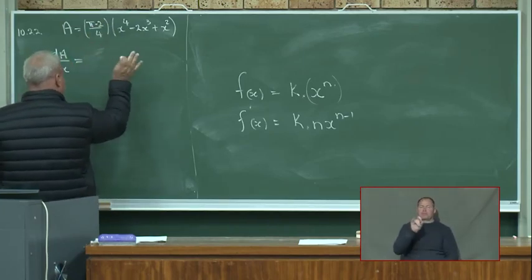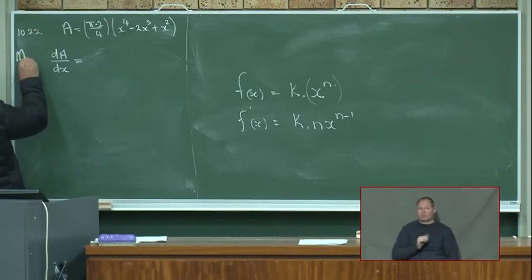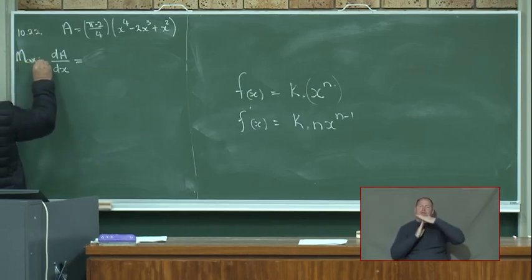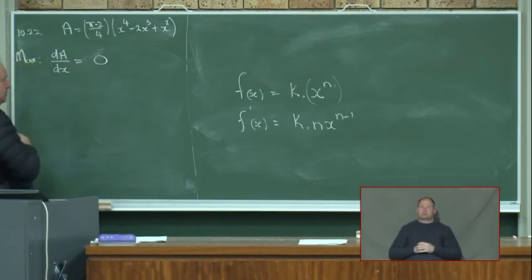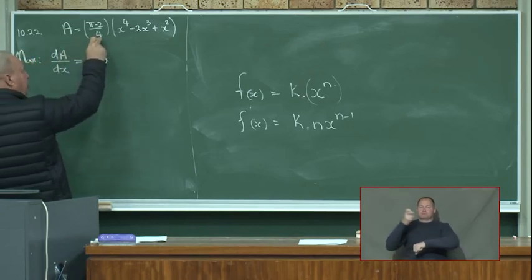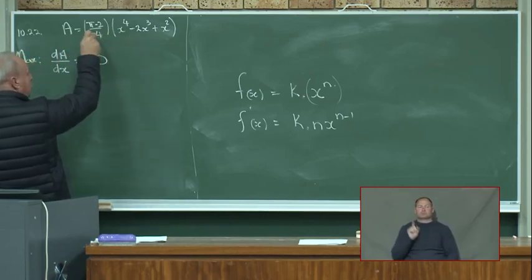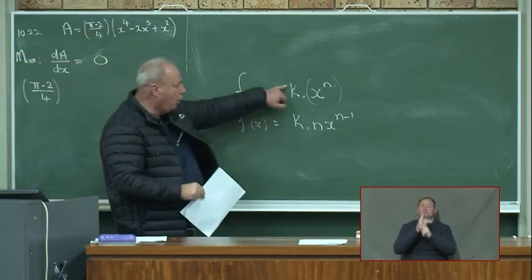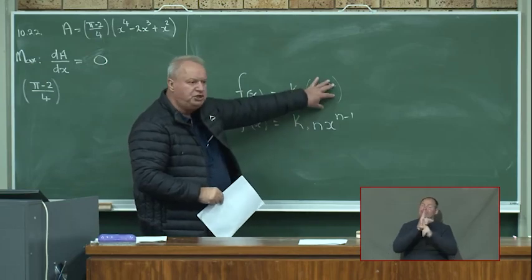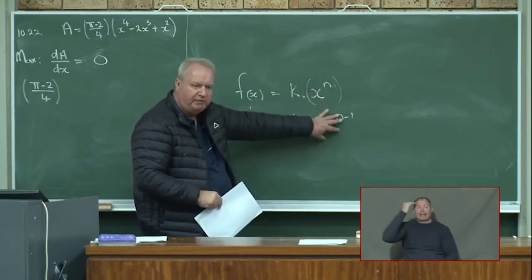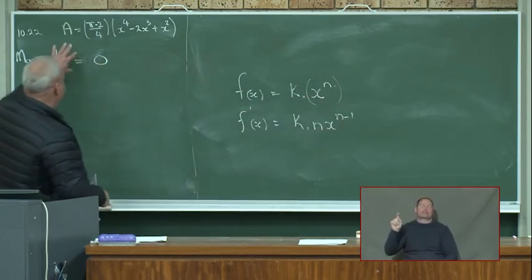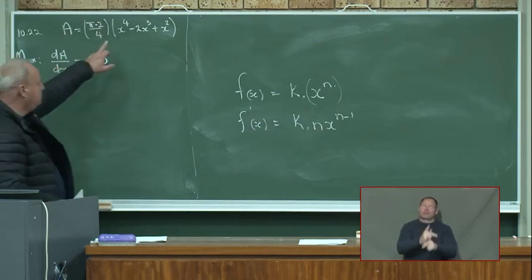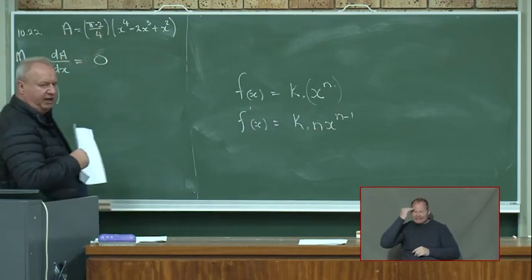Okay, first of all, we have to find the maximum. How do you find the maximum? Differentiate and let it equal 0. So how do you differentiate this? You keep the constant, pi minus 2 over 4. You keep the constant and you differentiate the expression in terms of x. You keep the constant and you differentiate that in terms of x.